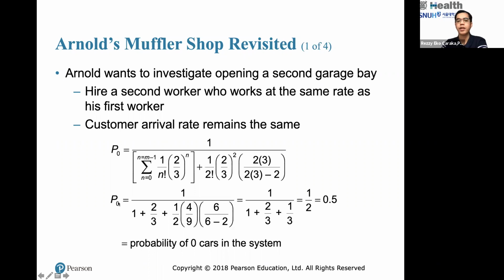And we can calculate the probability P0. It means the probability of zero cars in the system. So we can calculate like this. Once we have the information, the N and M, or K, you can calculate easily. So that's quite easy when talking about the queueing system.